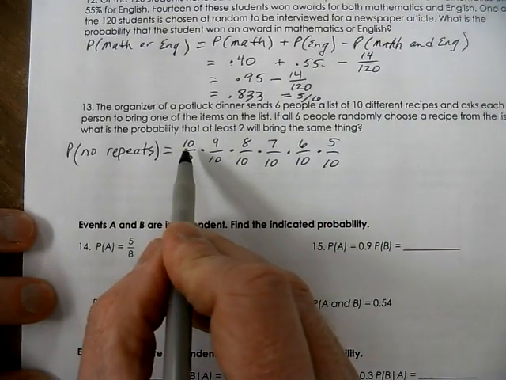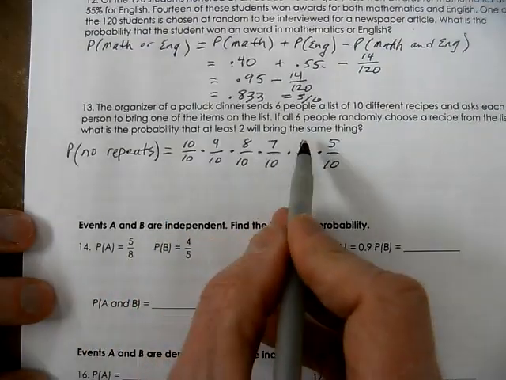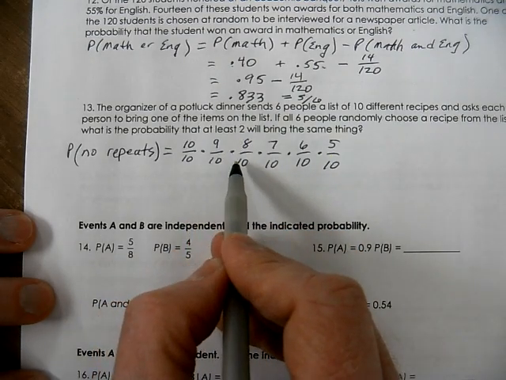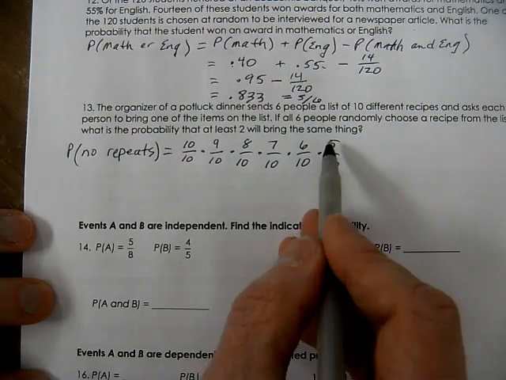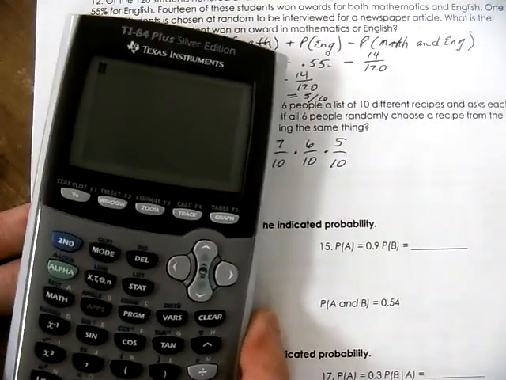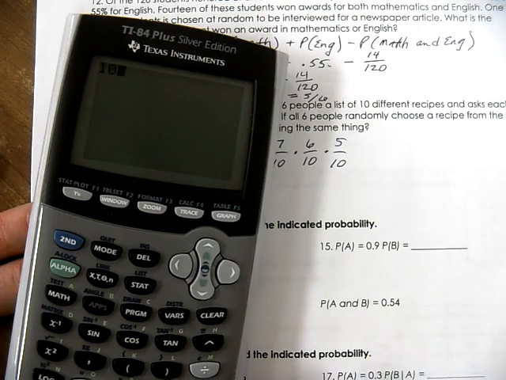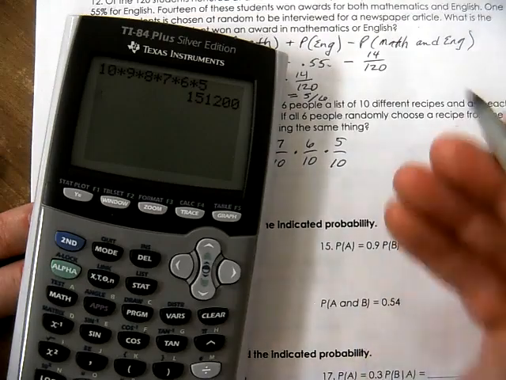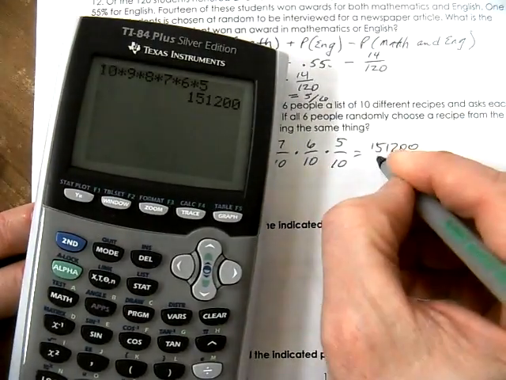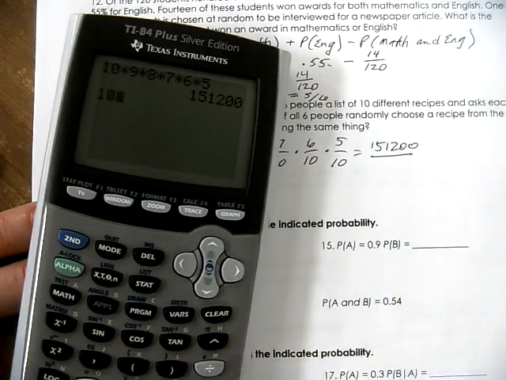So that's the first person, who can bring anything. The second, the third, the fourth, the fifth, the sixth. 10 different recipes they could choose from, 9 different recipes they could choose from, 8 different recipes they could choose from, all the way down to 5 different recipes that they could choose from. So 10 times 9 times 8 times 7 times 6 times 5, over 10 to the 6th power.